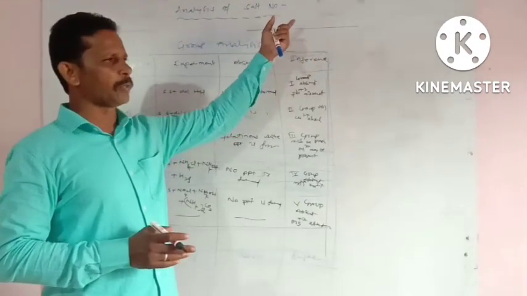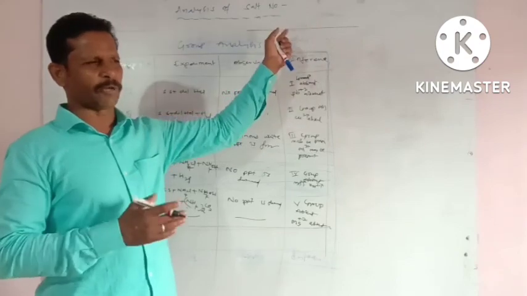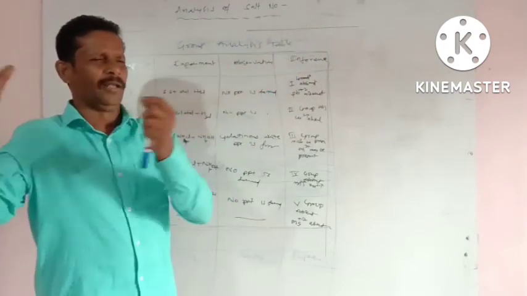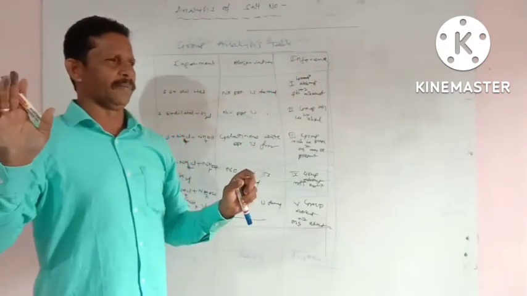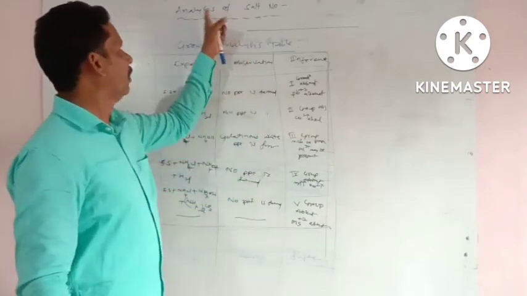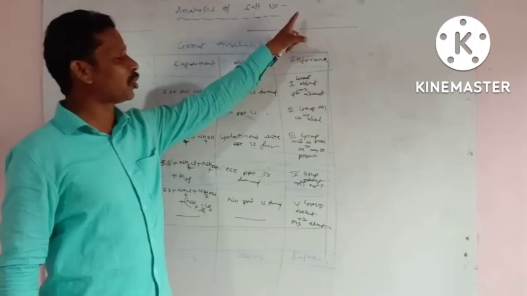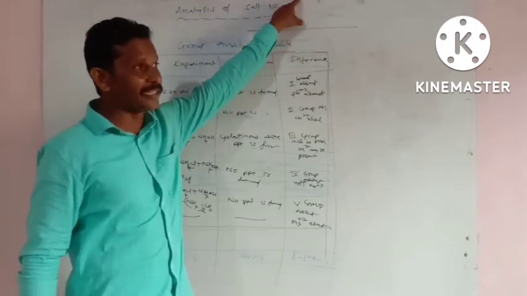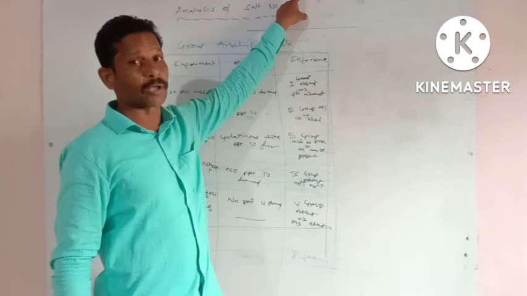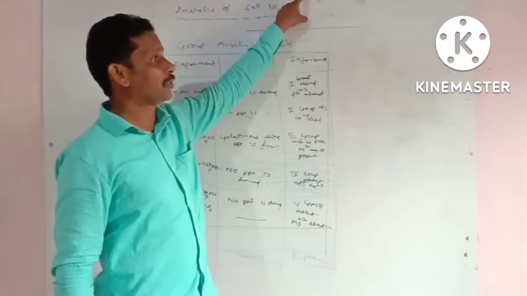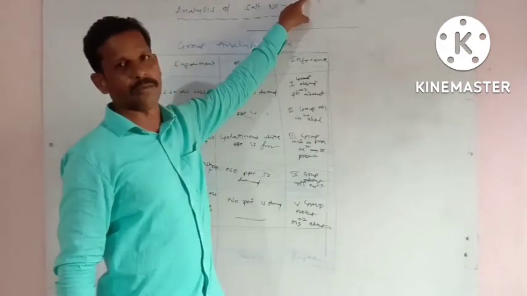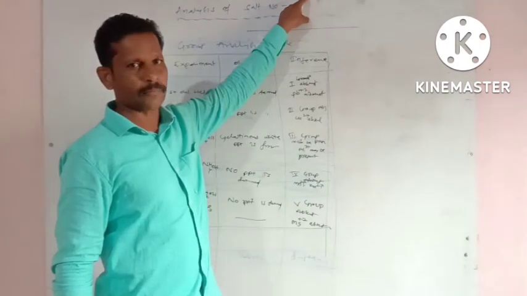Maybe those records contain an experiment and date, but you need not write any experiment or any date. You just write analysis of salt number 1 only. Don't write the salt name, and don't write the salt formula at the top, at the starting of the salt. Are you understanding?